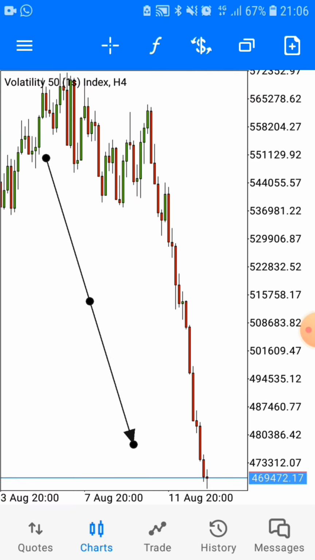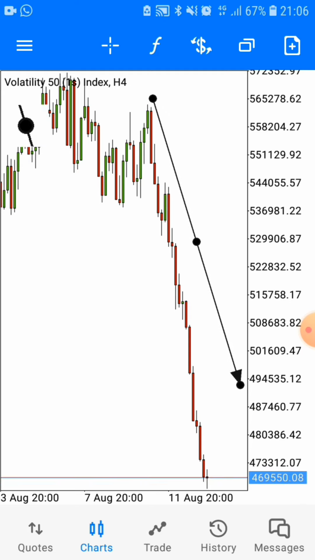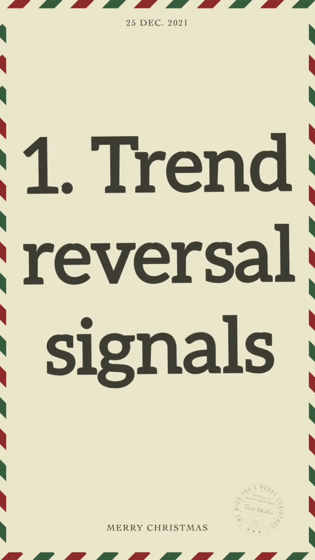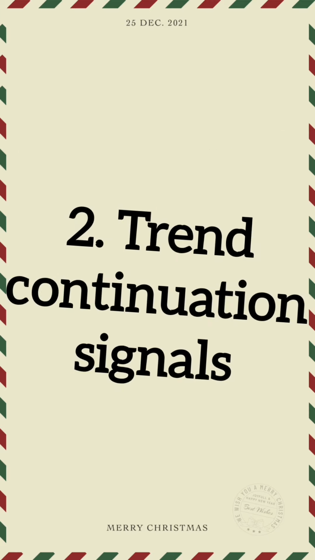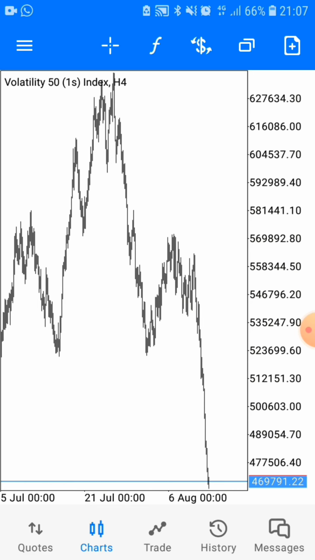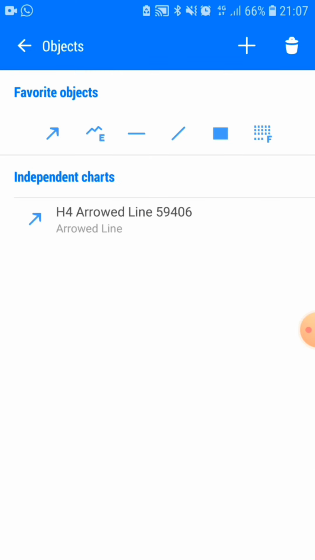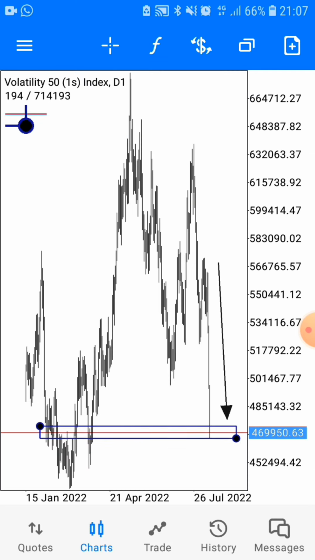Now, there are only two things to look for when the trade is trending in either way, and that is firstly, trend reversal signals, and secondly, trend continuation signals. So for this case, we are going to look for trend reversal signals only. Why? It is because the price is currently on a major support level, as you can see for yourself on the screen.